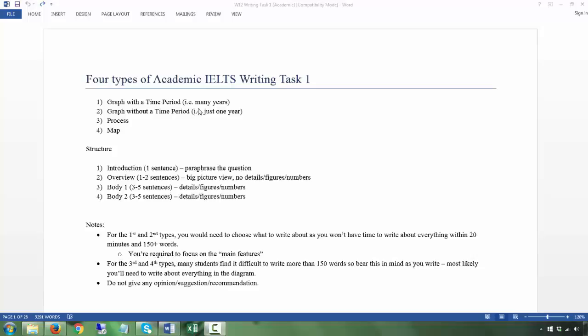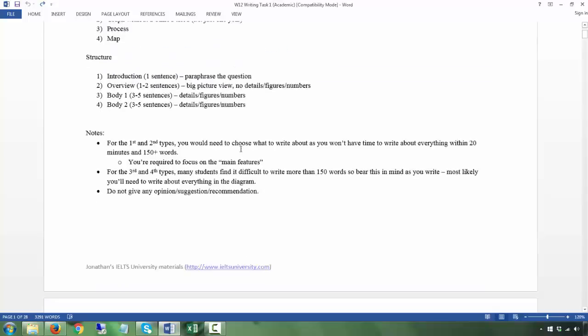And the reason why we are grouping this as having a time period, as opposed to say a graph without a time period, is that you need to approach this kind of task in a special way, okay, in a certain way which differs from this kind of graph. Okay, so let's go to the first one, graph with a time period.